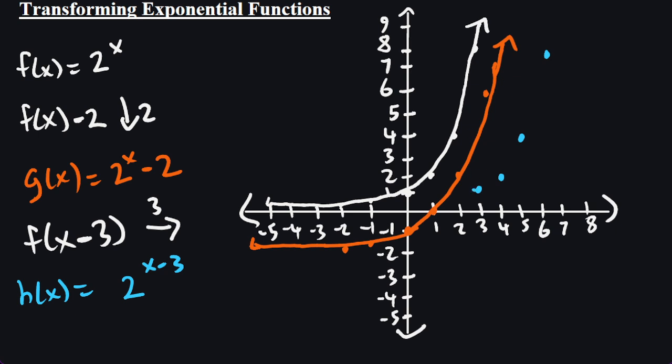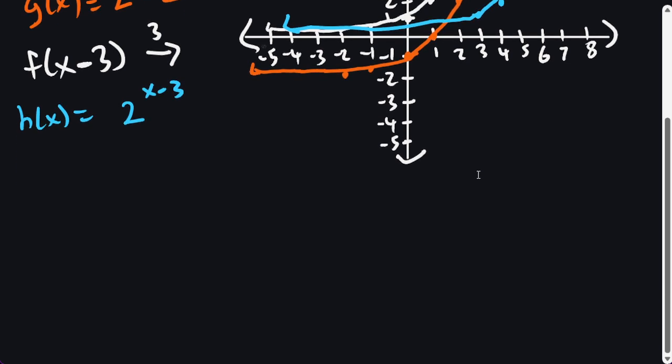So this part of the function can go like this. And the tail end of the function, we know that the asymptote here is still at y equals 0. So that is how we graph h of x, and that's how we shift f of x both horizontally and vertically. Now let's talk about reflecting it.